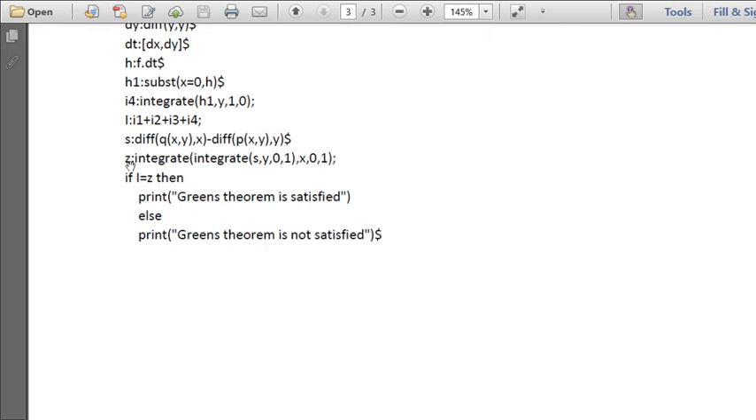That will be stored in z. And you know, Green's theorem says the line integral over p dx plus q dy is equal to the double integral over D of ∂q/∂x minus ∂p/∂y dx dy. If they are equal, then print Green's theorem is satisfied. That is, if I equals z, then print they are satisfied. Else print they are not satisfying Green's theorem.